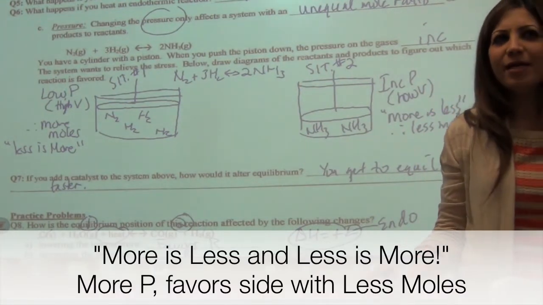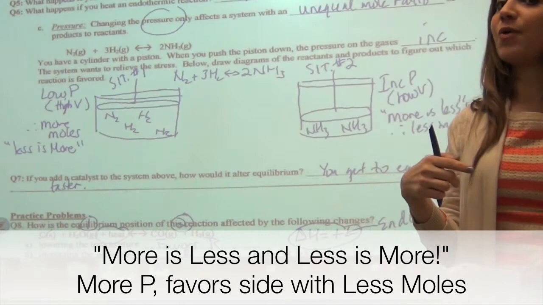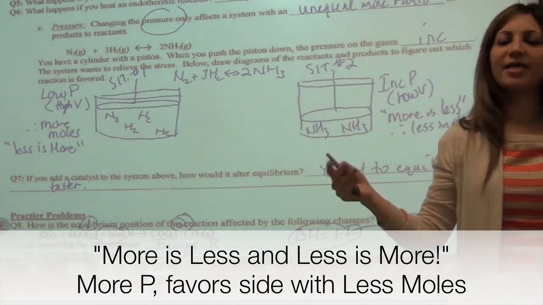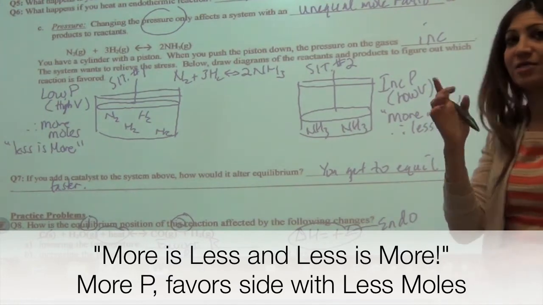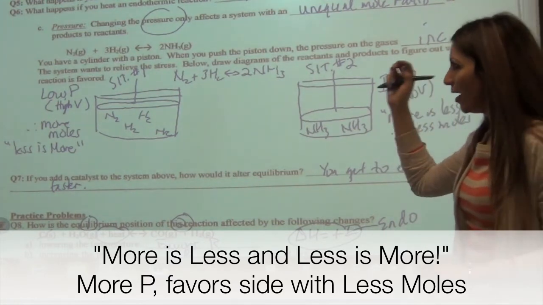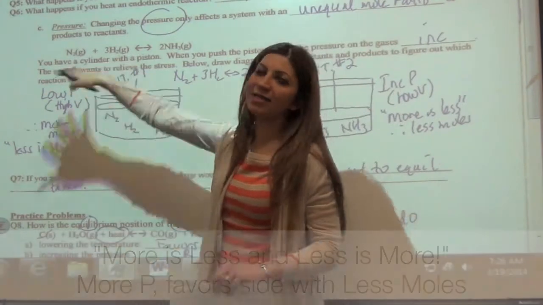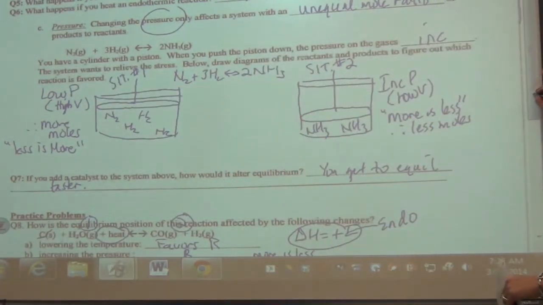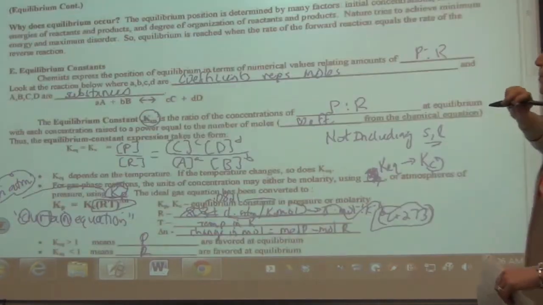So what does that mean? If you add more pressure, you want the side with fewer moles. Awesome. And then the opposite, obviously, is true too. So that's for pressure. And when you count your moles, you do not include solids and liquids. Okay, so make sure that you're not including the solids and liquids when you do that. All right, and then we did some of those problems.